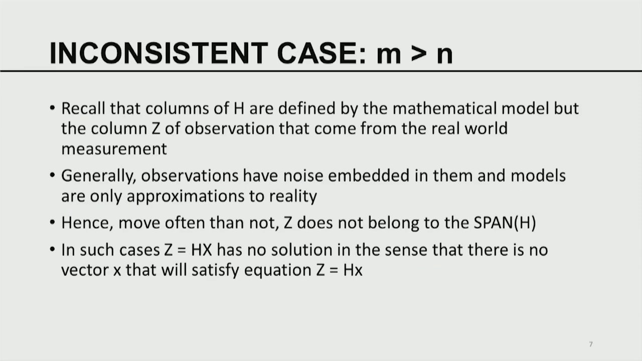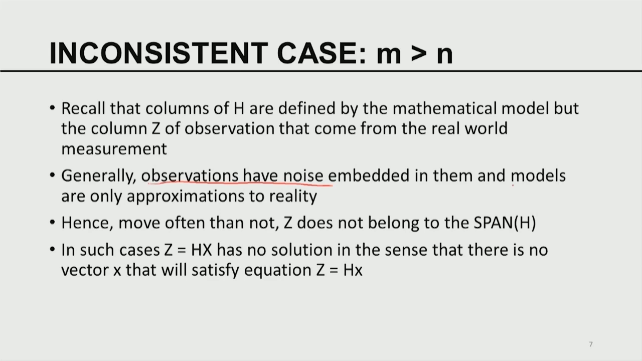Recall that the columns of H are defined by the mathematical model. The columns of H come from the basic physics equation, but z is a column of observations that come from real world measurements. The mathematical model describes the real world, but the reality is given by observation. Generally, observations are corrupted by noise. Observations have noise embedded in them.